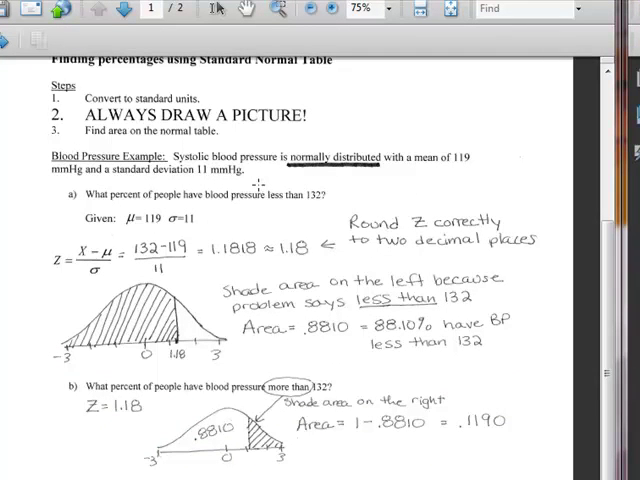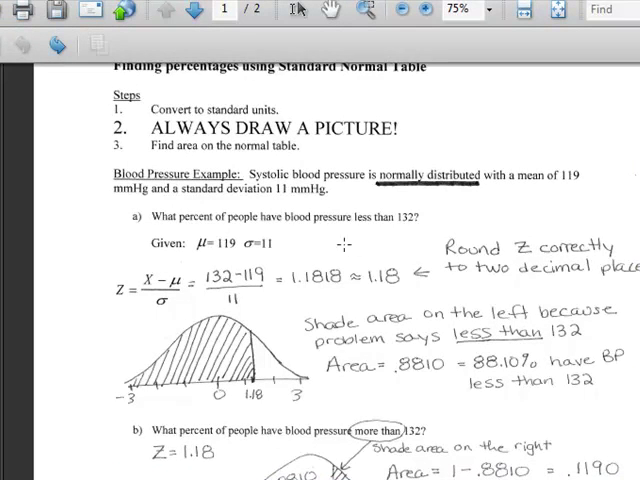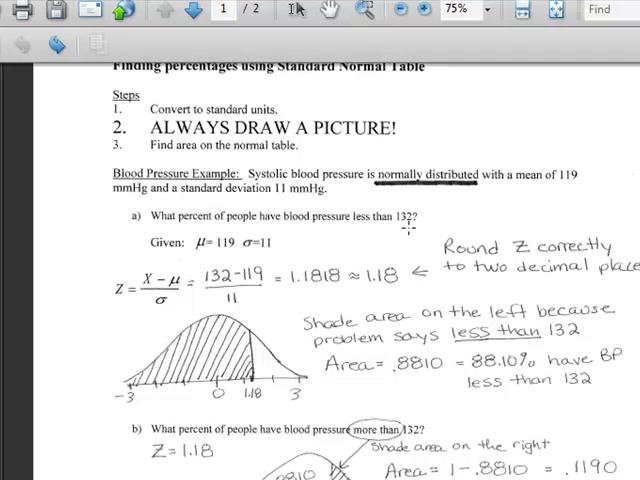Our example is about blood pressure, and this tells us that the systolic blood pressure is normally distributed with a mean of 119 and a standard deviation of 11. Normally distributed is the key words telling us that we can use this method below. Our first question is asking what percent of people have blood pressure less than 132?